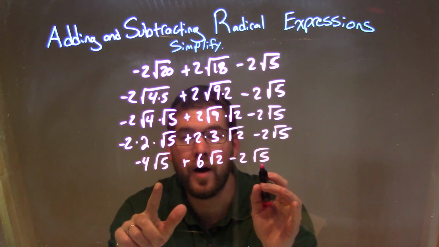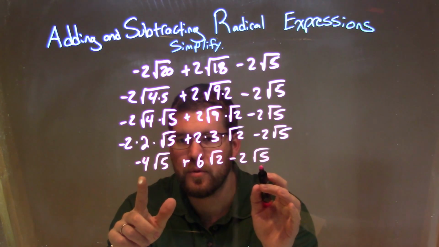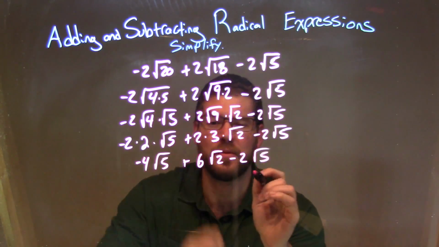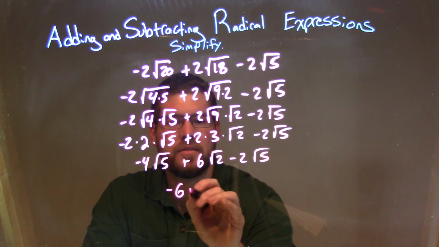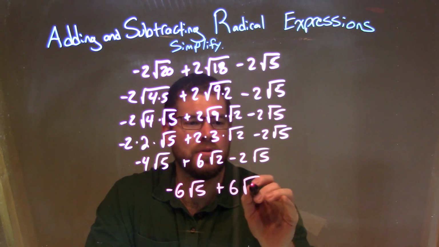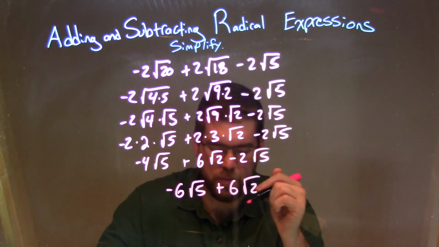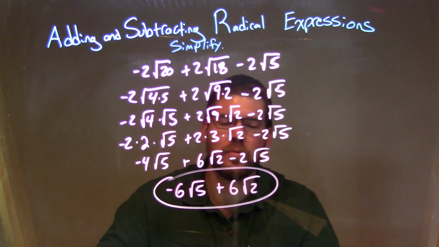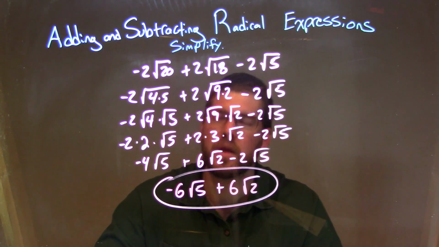So now we can combine the ones that have the same square roots. Those are the square roots of 5. So we have a negative 4 square root of 5 and a minus 2 square root of 5. We look at the negative 4 and the minus 2. That comes up to be negative 6. So we have a negative 6 square root of 5, plus 6 square root of 2. The square root of 2 is just by itself. There's nothing else to combine it with. And so our final answer here is just negative 6 square root of 5 plus 6 square root of 2. So let's recap.